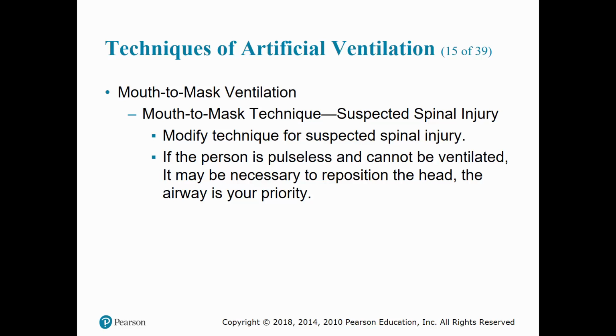Place the mask on the patient's face. Hold the mask with the CE technique. Pull upward on the angle of the jaw to lift the mandible upward and to lift the chin forward without tilting the head backward and keeping the head and neck in a neutral position. Make sure you squeeze the mask tightly to achieve an airtight seal between the mask and the patient's face, and then deliver ventilations as you would in a non-spine injured patient.